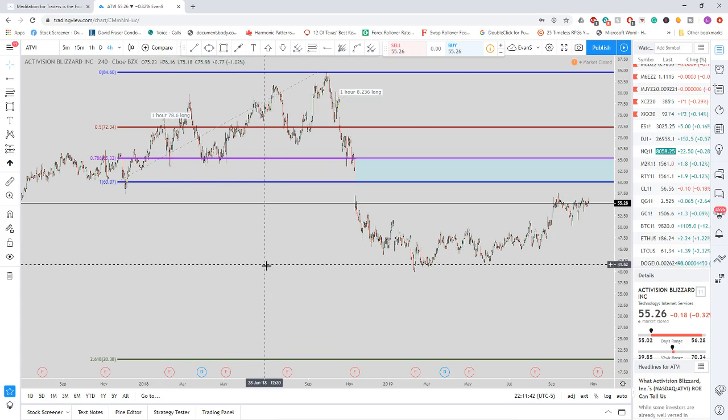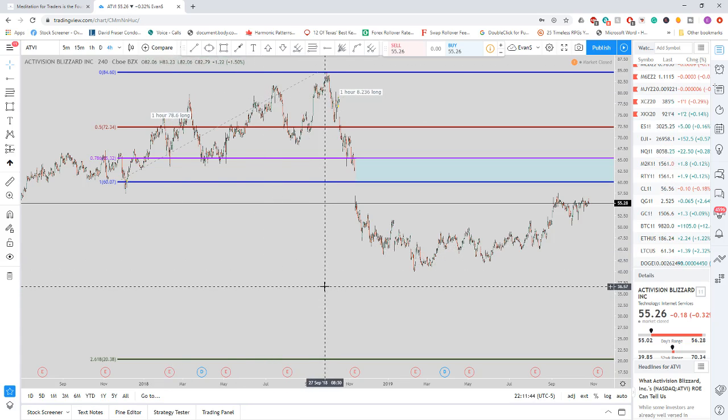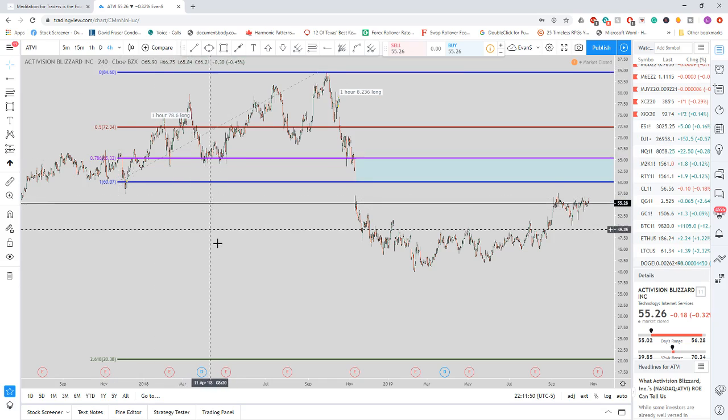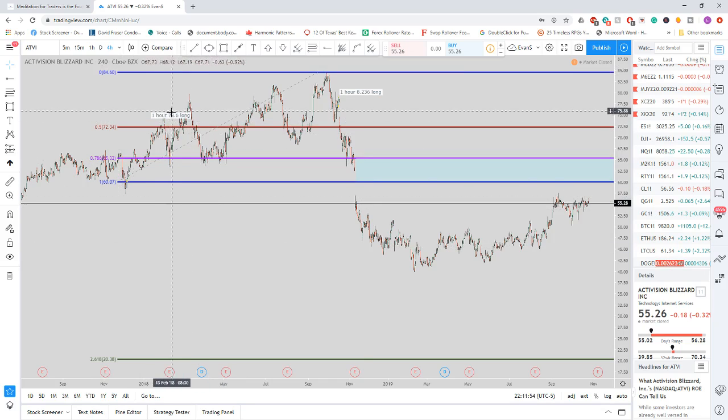So we have three setups we're going to look at today for Activision's stock, Activision Blizzard stock, as you can see up here. And the first one we have setting up is the 1 hour, 78.6% long. It's going to be this one right over here, the one on the left.